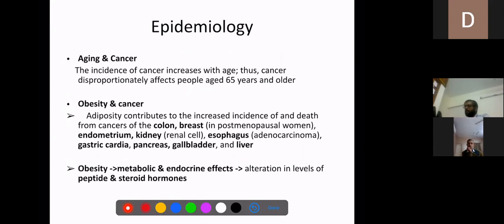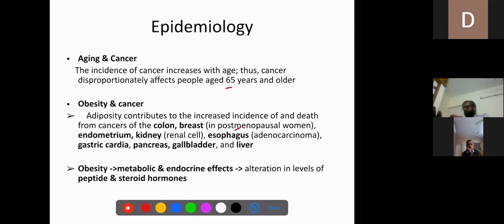So regarding aging and cancer, I told you that it mostly affects people 65 years or older. When there is a population increase in those older than 65 years, that is going to bring a higher incidence. That's all. So, obesity and cancer: absolutely, everybody is aware that obesity leads to certain types of cancers, and usually it leads to colonic cancer, and breast cancer in postmenopausal women especially. We will see why in later slides.